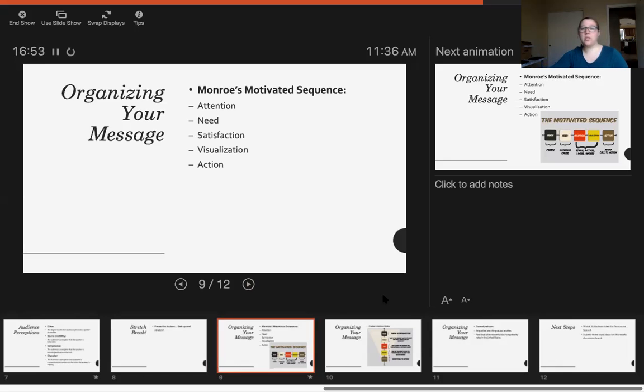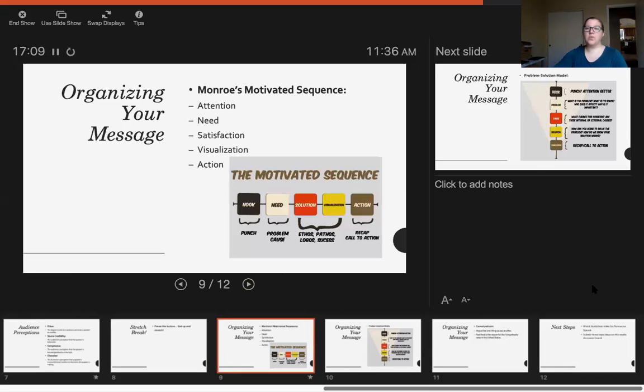One of the good examples that we talked about before is Monroe's motivated sequence. There are 5 key parts in Monroe's motivated sequence, and it walks you through how to effectively persuade someone. So I'm going to pop this up here. This is an example of the motivated sequence.